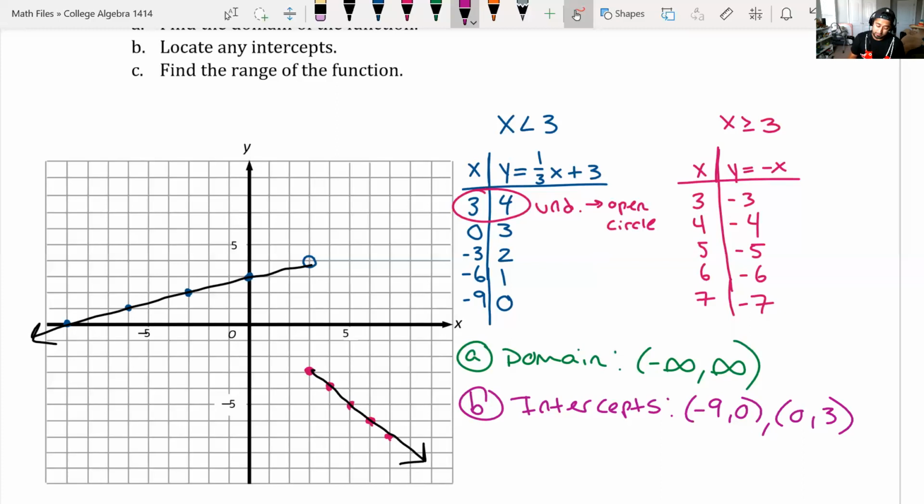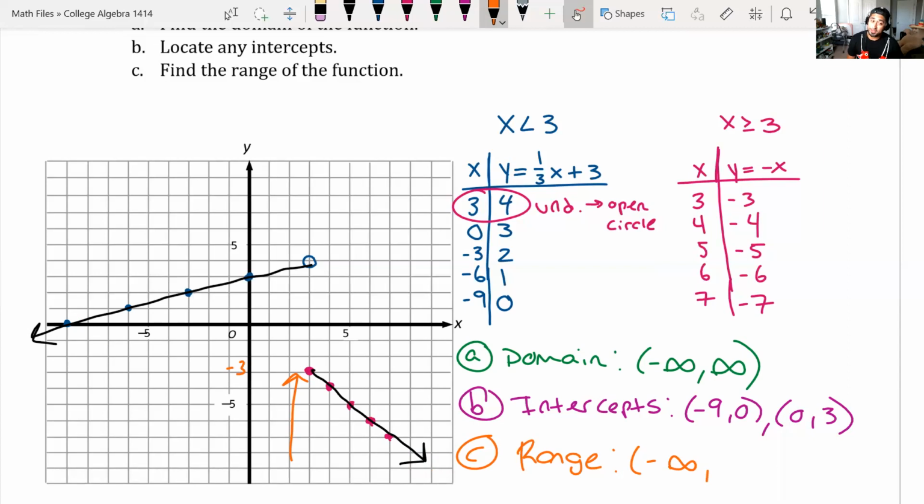Okay, perfect. And then the last one, what is your range? And once again, range deals with the smallest y value. So we'll read from the bottom of the graph to the top of the graph, because where is this tail headed? This tail is headed towards negative infinity. And then we come up and we happen to stop at negative 3.